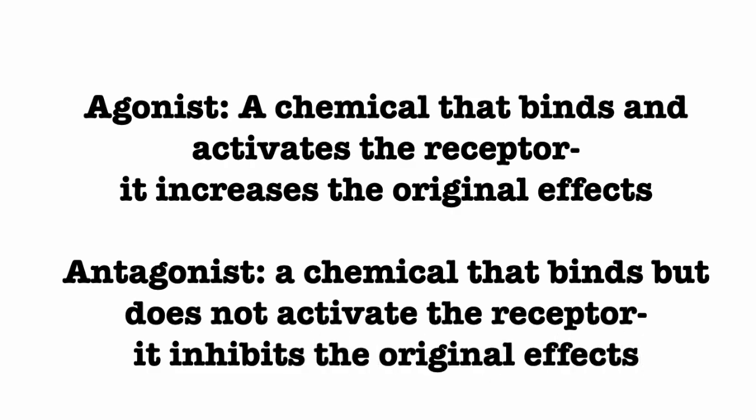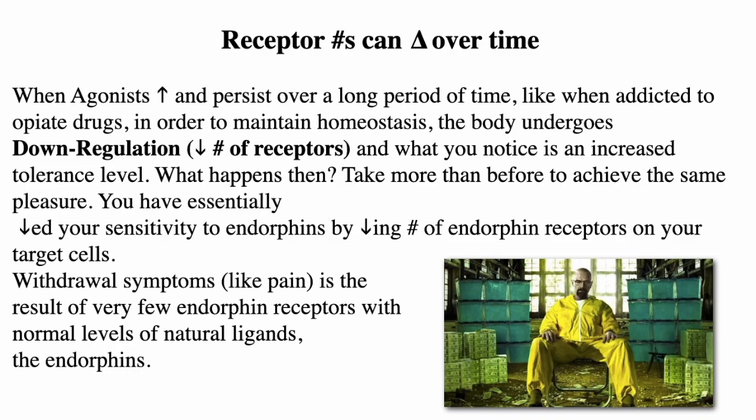So when agonists increase and persist over a long period of time, like when addicted to opiate drugs, in order to maintain homeostasis, the body undergoes downregulation, and what you notice is an increased tolerance level. What happens then? Well, you have to take more than you did before to achieve the same pleasure. You have essentially decreased your sensitivity to endorphins by decreasing the endorphin receptors on your target cells.